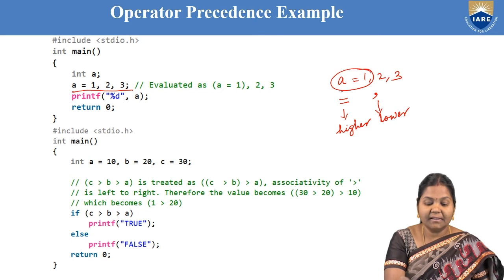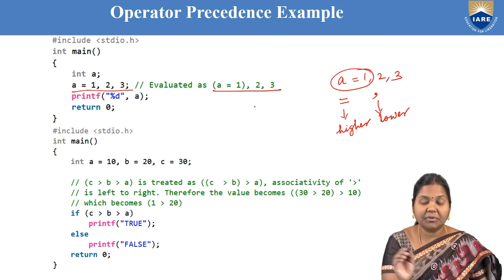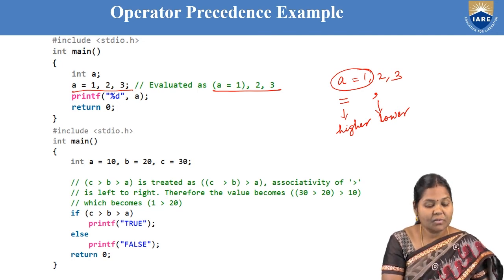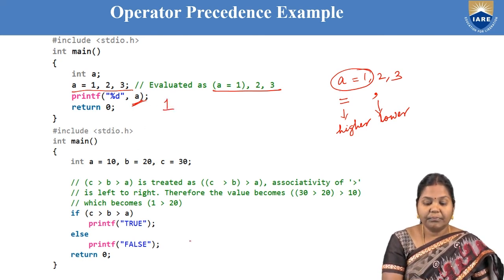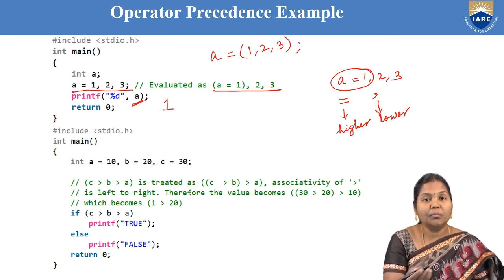It is evaluated in this way: a is equal to 1, then comma 2, 3. That means in the variable a, 1 will be stored first. So if you print the value of a, you will get the output as 1. Now, if you make a small modification, so that these three values 1, 2 and 3 are put inside parentheses with commas, then the output of the expression will be different.